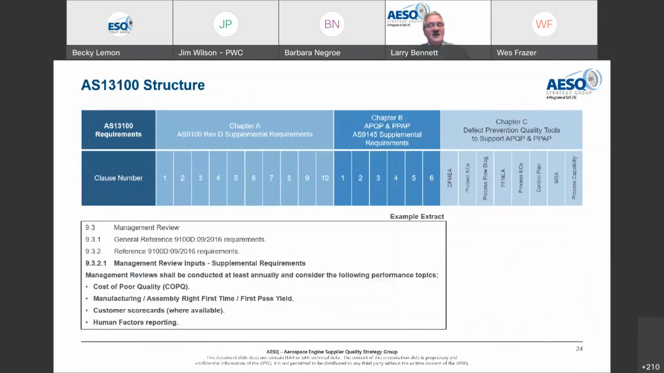It's important also to mention that the AS13100 document leaned on and adopted the existing AS9100 numbering scheme. We didn't create a new numbering scheme. We played right into the existing AS9100 structure. And you can see the example here of 9.3 management review. We added a unique 9.3.2.1, and all of those additional requirements are clearly labeled as supplemental requirements. Next.